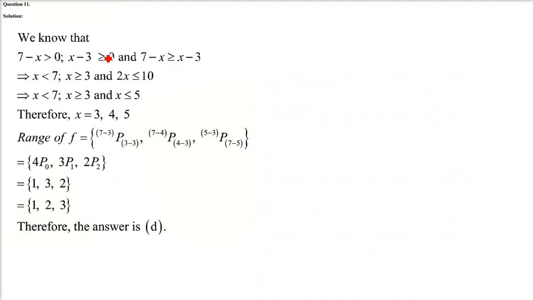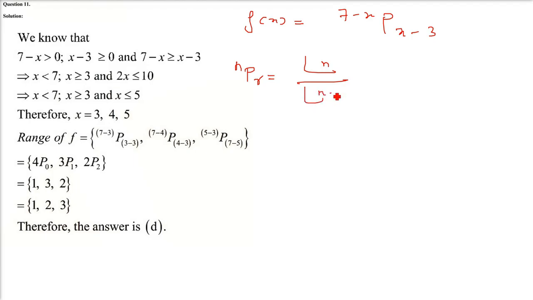Question 11. The range of the function f(x) is equal to 7 minus x P x minus 3. So this is a question pertaining to permutation. You need to know about permutation and combination, all these, then only you will be able to solve. We write a permutation as nPr. nPr is nothing but factorial n by factorial n minus r. This is how we compute it.